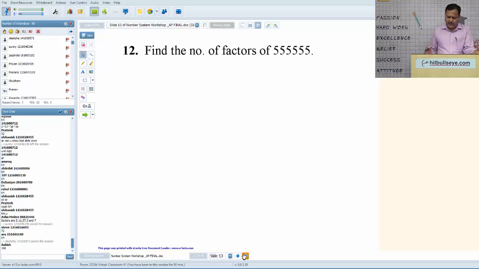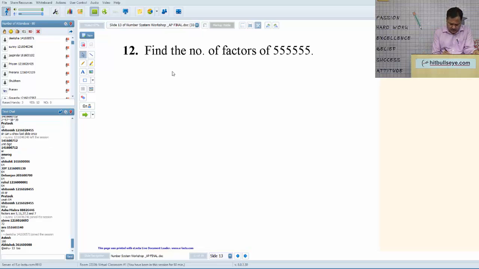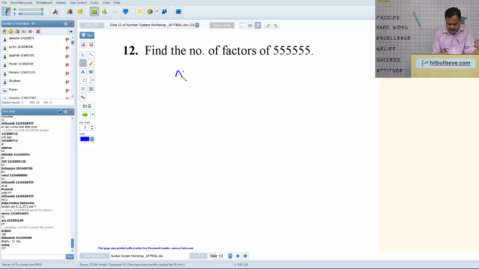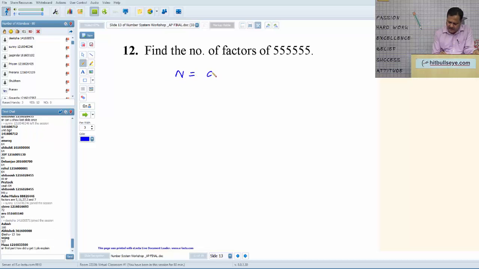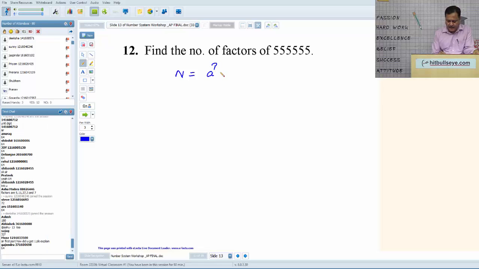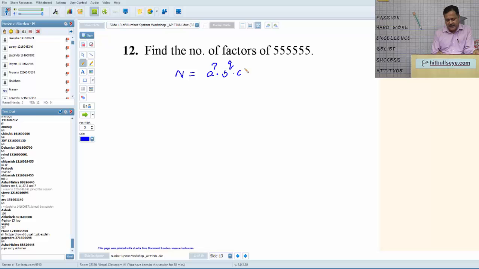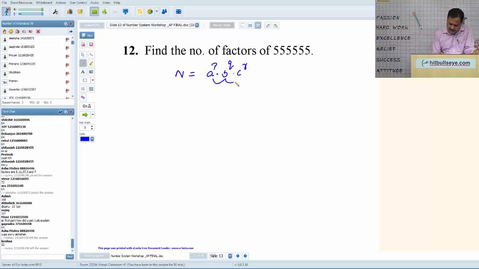For the number of factors of any number, first you have to prime factorize that number. Suppose the number is n, you have to prime factorize it, like a raised to power p into b raised to power q into c raised to power r. So here a, b, c, these 3 are prime numbers.